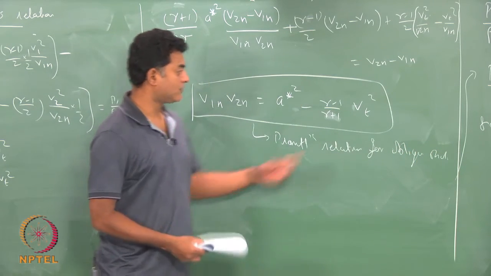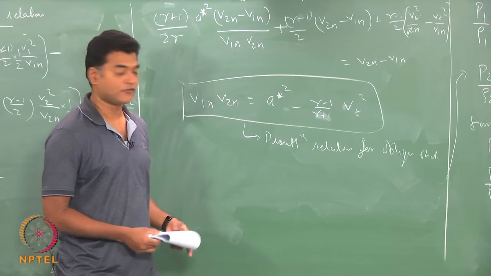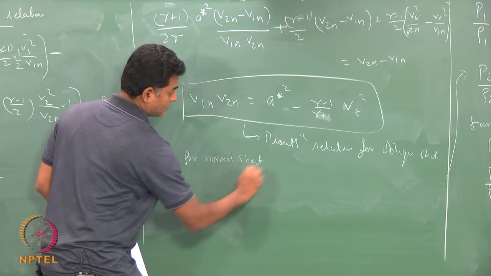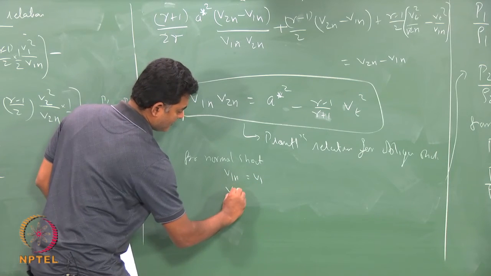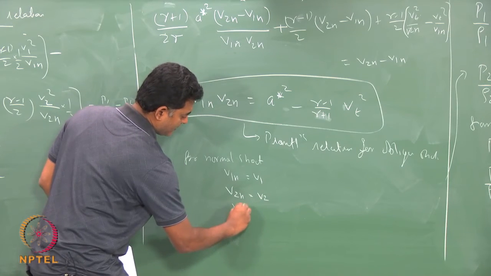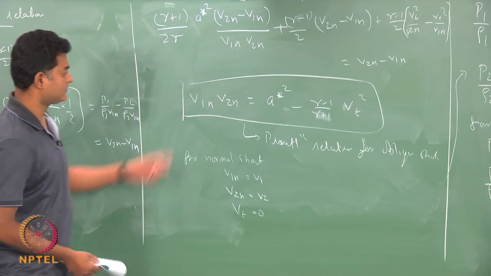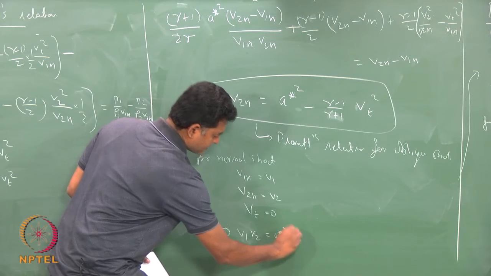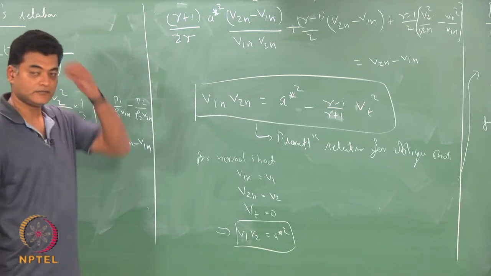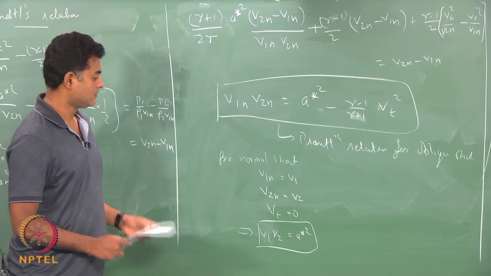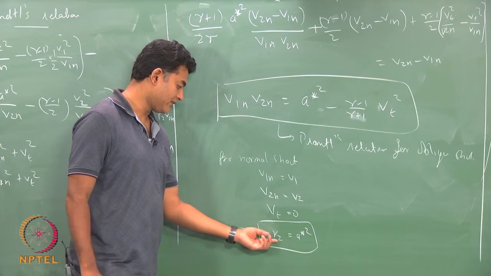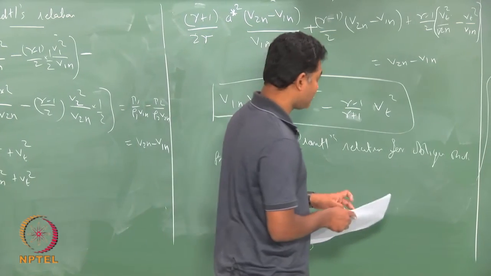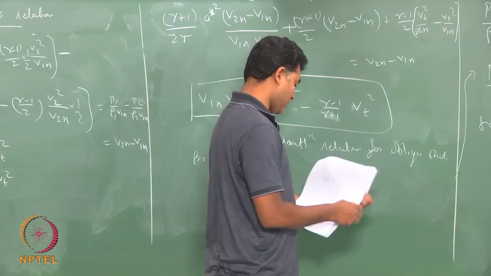So, for normal shock Vt is 0. So, the equation reduces to the normal shock form. V1n is V1, V2n is V2 and Vt is 0. So, this would reduce to V1 V2 equals A star square. So, V1 is velocity before the shock, V2 is velocity after the shock. Okay. Now, we will use this relation to find the equation for the shock polar.